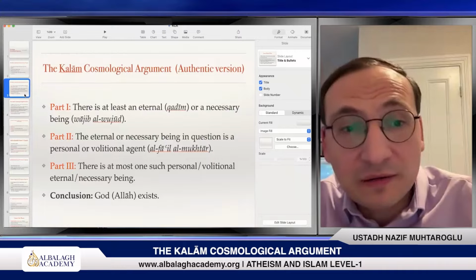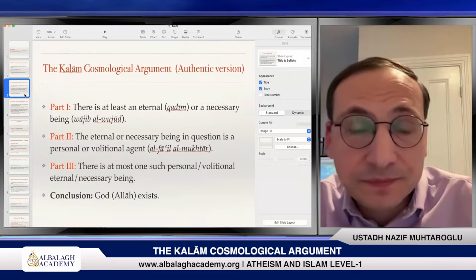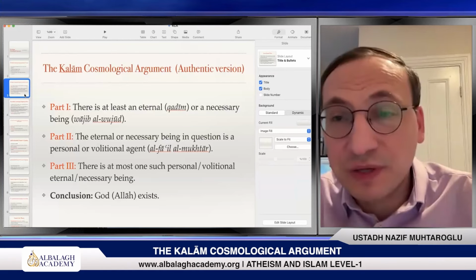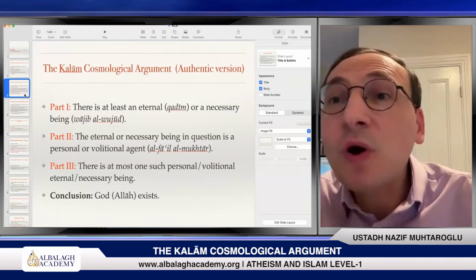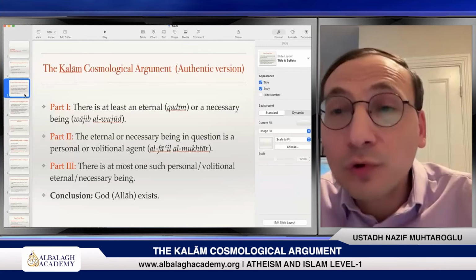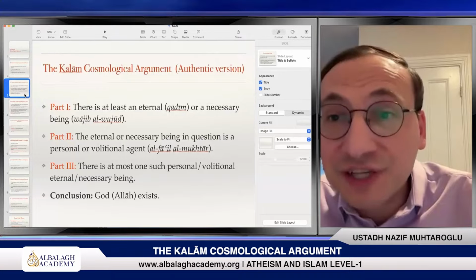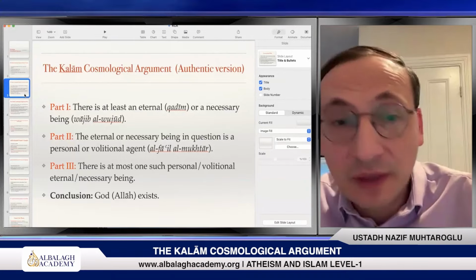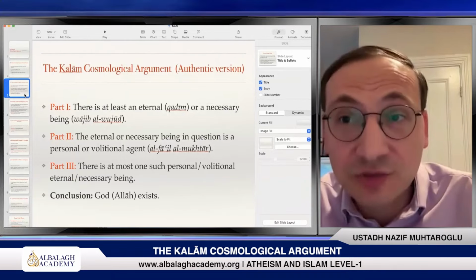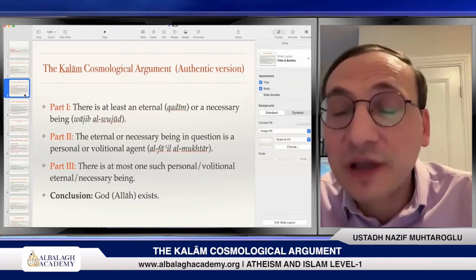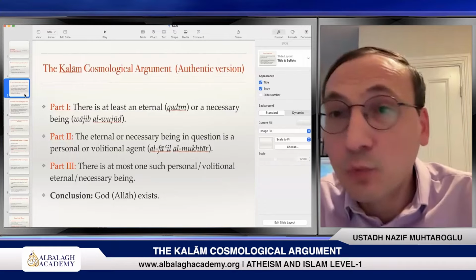And the final part, the third part, aims to show that there is at most one such being. That means there is no other second, third, or fourth, whatever, a plurality, a multitude of such beings. That means then there is only one such being. There is only one eternal volitional agent, not more than one.